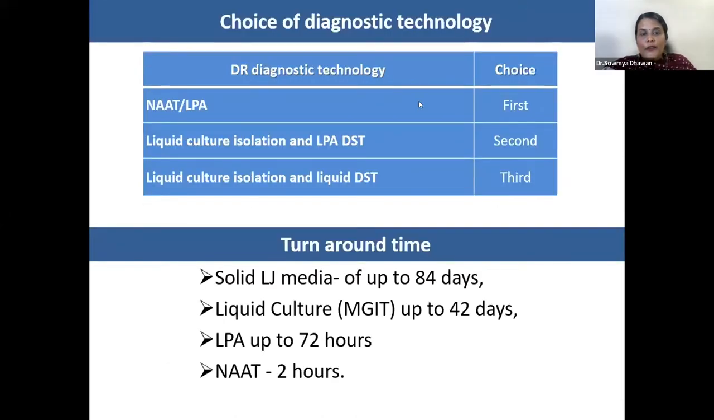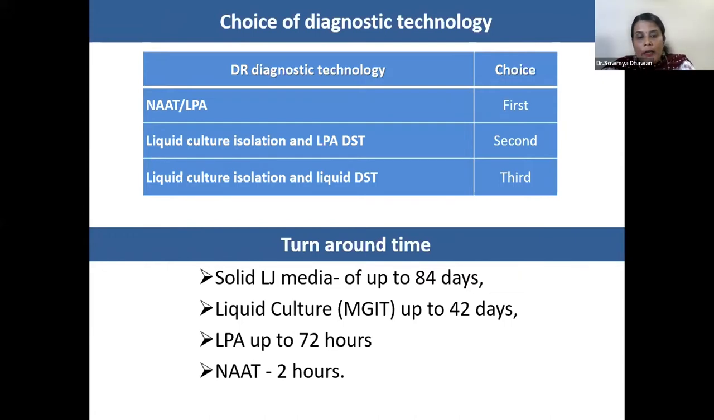So the choice of modality has been divided into first, second, and third choice according to the diagnostic algorithm. The first choice is the NAT or the LPA, the second is liquid culture isolation and LPA DST, and the third is liquid culture isolation and liquid DST. All these depend upon the turnaround time and also the transition from phenotypic to genotypic methods.